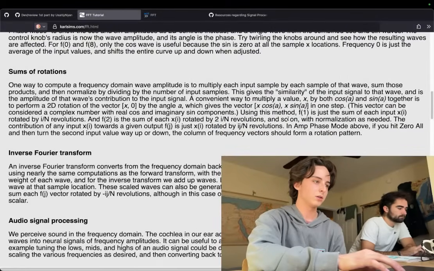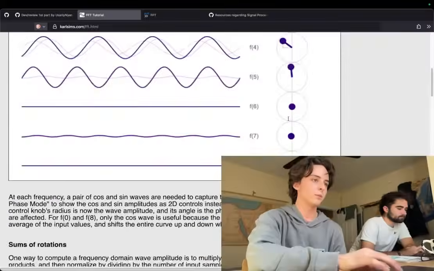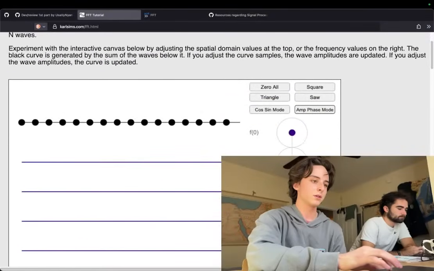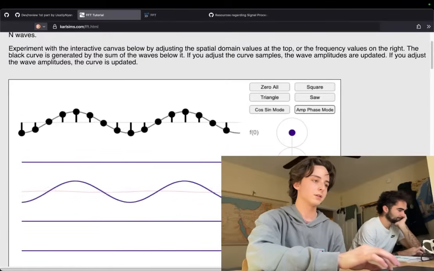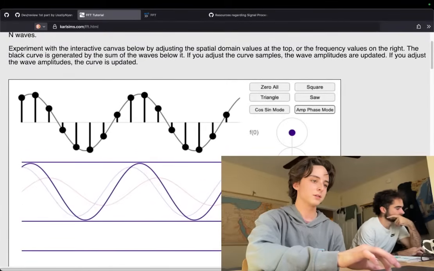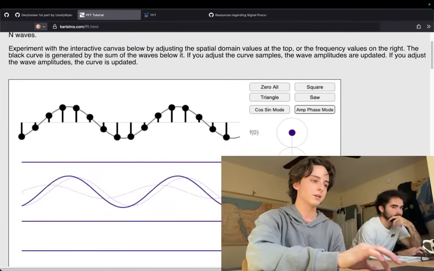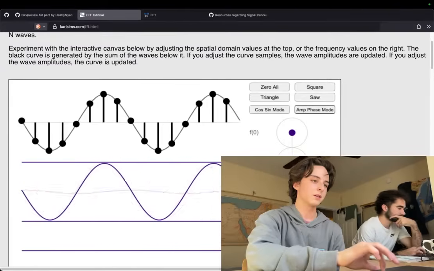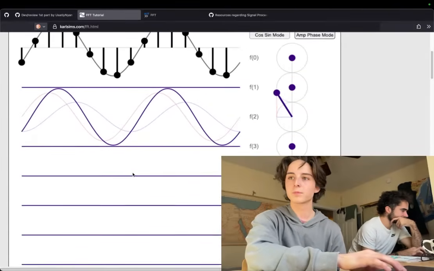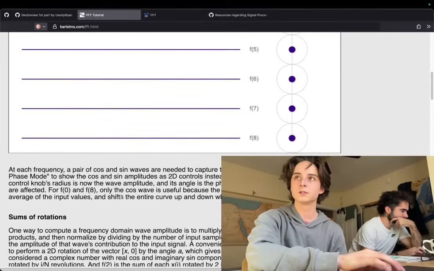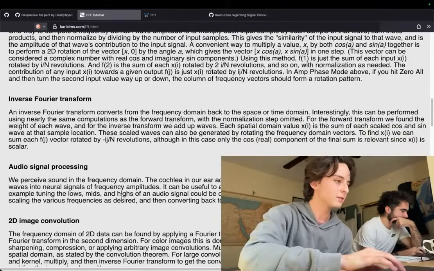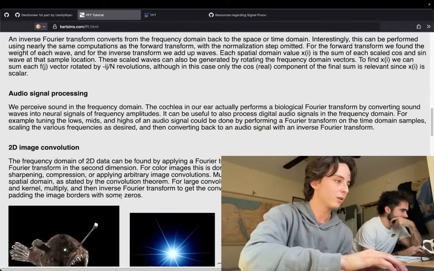Hit 0 all, and then turn the second input way up or down. It's just saying, okay, yeah, that makes sense. Got it. Okay. Let's see. Man, this is pretty confusing, to be honest. It's been a while since I've done any hard math.